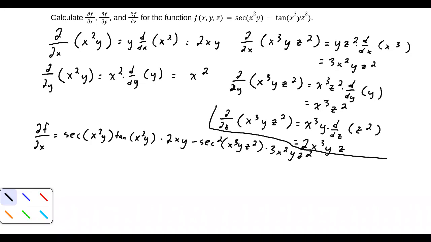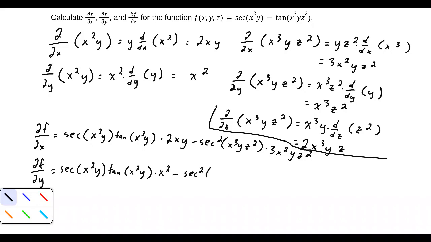All right, this makes the partial of f with respect to y equal to secant, open parentheses, x squared y, close parentheses, times tangent, open parentheses, x squared y, close parentheses, multiplied by x squared, minus secant squared, open parentheses, x cubed y z squared, close parentheses, multiplied by x cubed z squared.